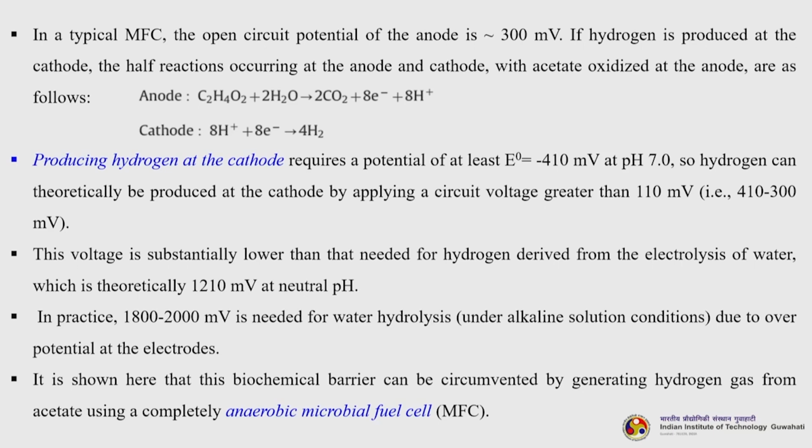This voltage is substantially lower than that needed for hydrogen derived from the electrolysis of water, which is theoretically 1210 millivolt at neutral pH. That is very high actually if you compare with this process. In practice, 1800 to 2000 millivolt is needed for water electrolysis under alkaline solution conditions due to overpotential at the electrodes. It is shown here that this barrier can be circumvented by generating hydrogen gas from acetate using a completely anaerobic microbial fuel cell.